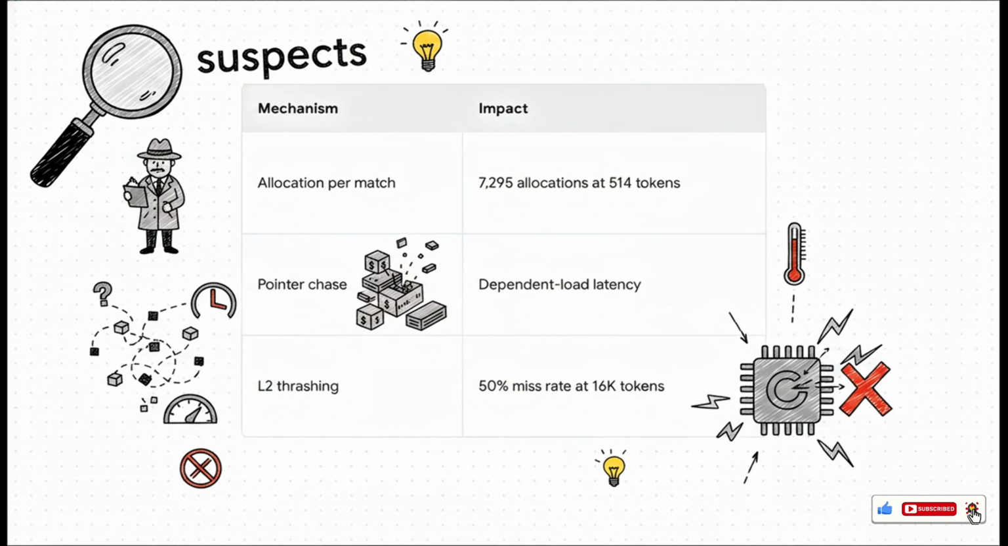So let's break down the actual suspects in our detective story. Perplexity used the default Hugging Face tokenizer's crate in Rust as their reference point. And when they really analyzed it, they found 3 major bottlenecks. First, memory allocation per match. Second, constant pointer chasing at every single byte step, which caused severe dependent load latency. And third, L2 cache thrashing. The standard implementation was constantly allocating fresh tables and buffers. At 16,000 tokens, the L2 cache miss rate just skyrocketed, hitting 50%. The CPU was basically spending all of its time fetching data from slower memory instead of actually doing the math.